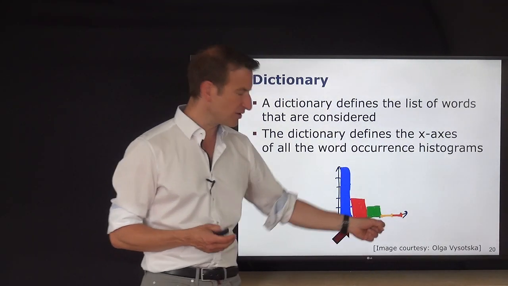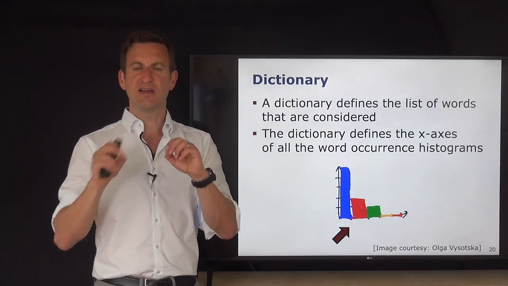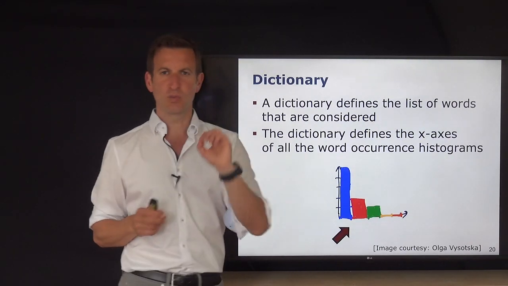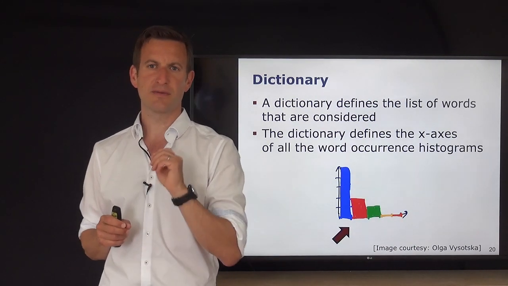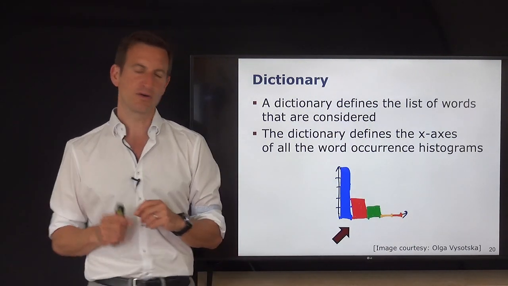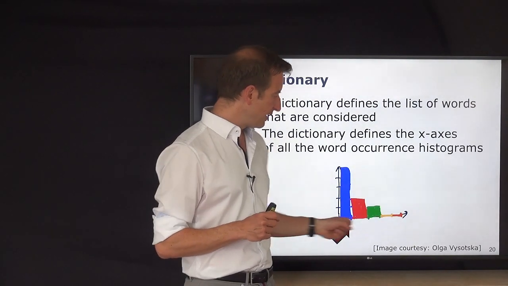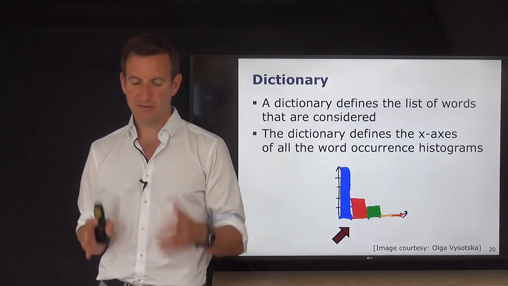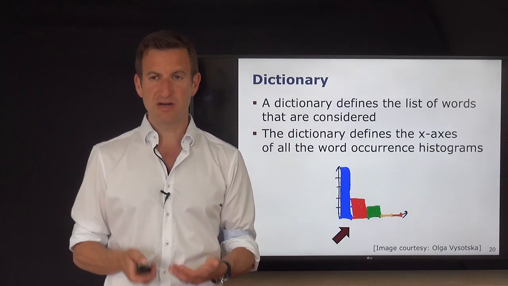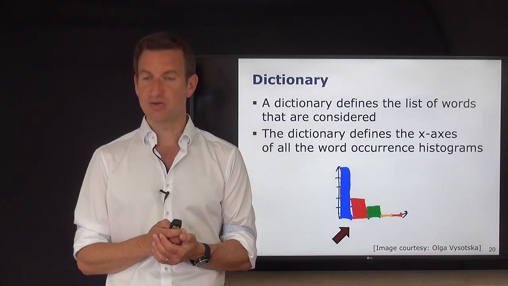So this is a dictionary. The dictionary has an order, say blue is word number 1 in my dictionary, red is word number 2, green is word number 3, and so on and so forth. So the allowed visual words and the order in which I consider them in the histograms is defined through the dictionary and is fixed. It's something that should not change.